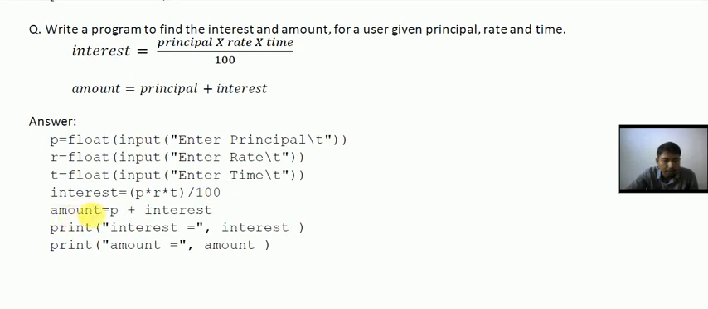Then next is amount is equal to p plus interest. So p means the principal, that will be entered by the user, then interest that will be calculated by the interpreter. Then after that I am printing interest is equal to, where interest means the value that will be calculated here, then amount is equal to this, means the amount will be calculated here. So this interest will be placed here and the amount will be placed here. So in this way you can write the code for the values, okay.